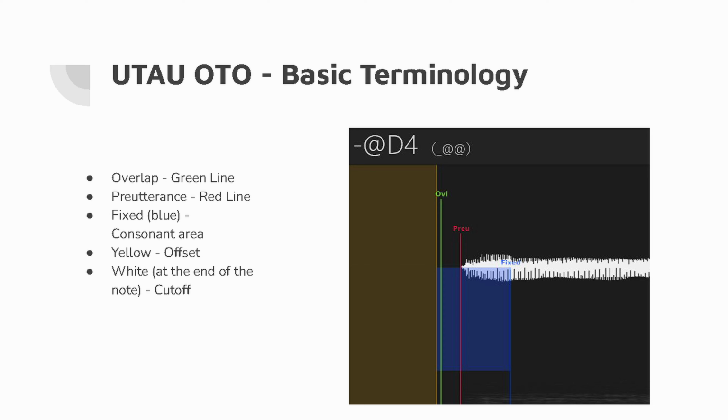VLabeler does allow for custom coloring, so my default might not be what yours is, but this is the basic terminology that's going to be showing up throughout explaining how to OTO. So the green line is the overlap. This usually gets placed somewhere halfway or behind the pre-utterance, which is this red line. Red line should always go right before the consonant or vowel or whatever is said. The yellow at the beginning is the offset. This is cutting off all the silence in the beginning and telling where the note's actually supposed to start. And then, you can't see it in this picture, but the white at the end of the note will be the cutoff. And then this consonant area is going to depend on what you're OTOing, but we'll explain that a bit later.